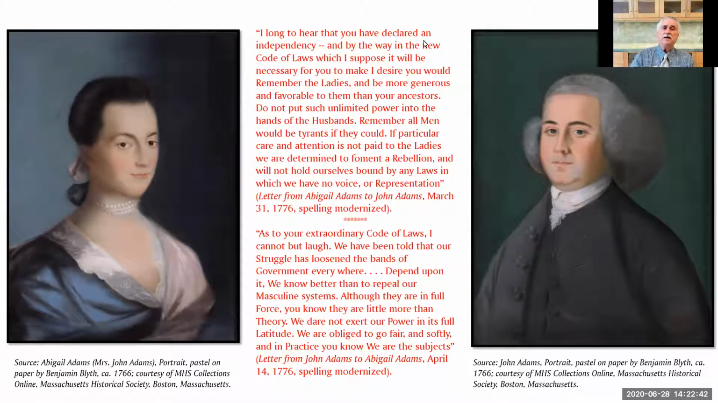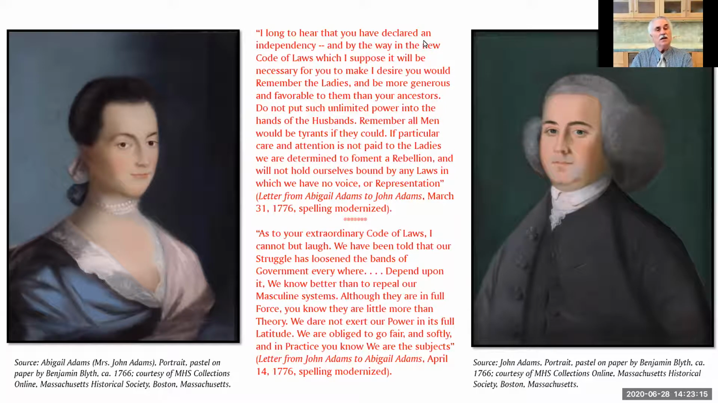So you can see that Abigail Adams has taken what we call the language of liberty, and she has reshaped it for the cause of women. And she's challenging her own husband to adopt the new code of laws, which is more generous and favorable to women than the other code of laws. That's a very important challenge.